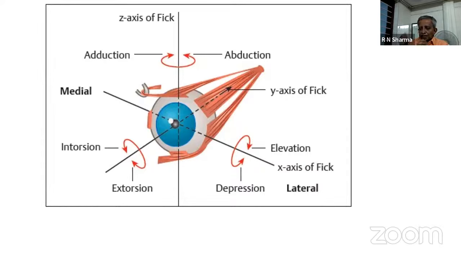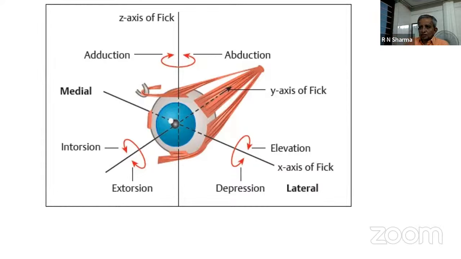Now you have the y-axis. Y-axis is the anterior posterior axis. Anterior cornea is here. This is the posterior part of the globe. Anterior posterior axis. So what is the movement you can expect? Around the anterior posterior axis, it can rotate. So intorsion, extorsion, or the torsional activity occurs around the y-axis.